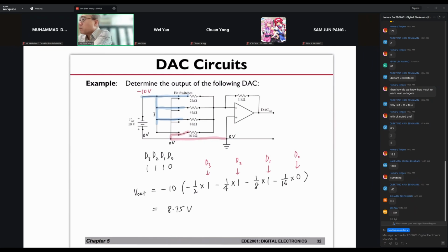Okay, now so moving on. We have the last circuit already, right? The last circuit is another digital to analog converter.